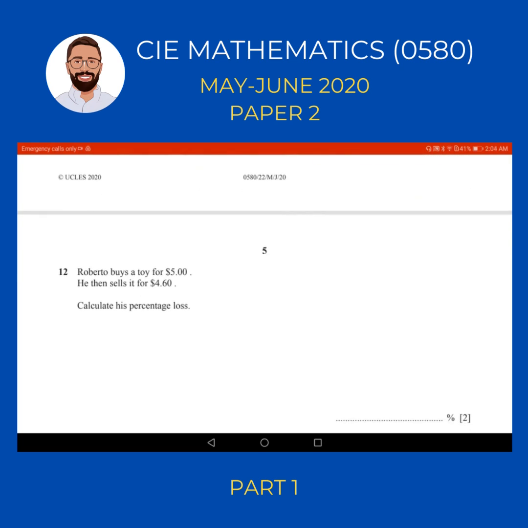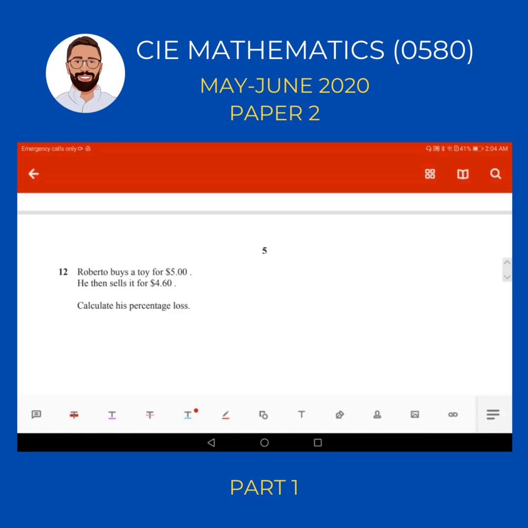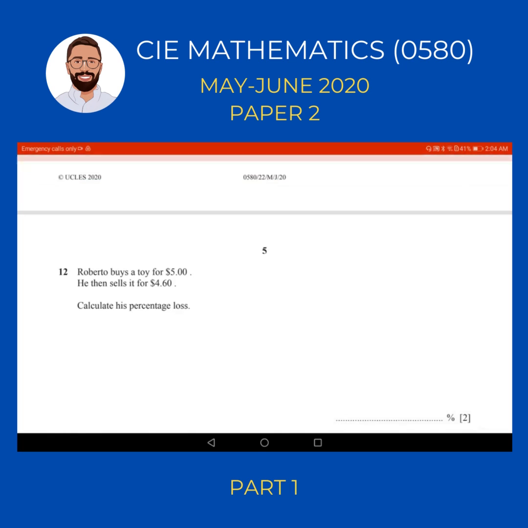Now, question 12. So in question 12, this is a percentage change question. It says Roberto buys a toy for $5. He then sells it for $4.6. Calculate his percentage loss. So percentage loss, so loss means change. So the percentage change formula is the final price minus the old price over the old price times 100. And in this case, it's a loss.